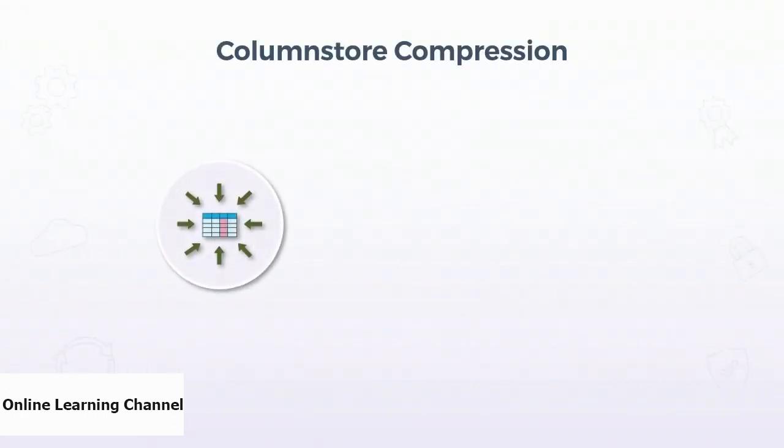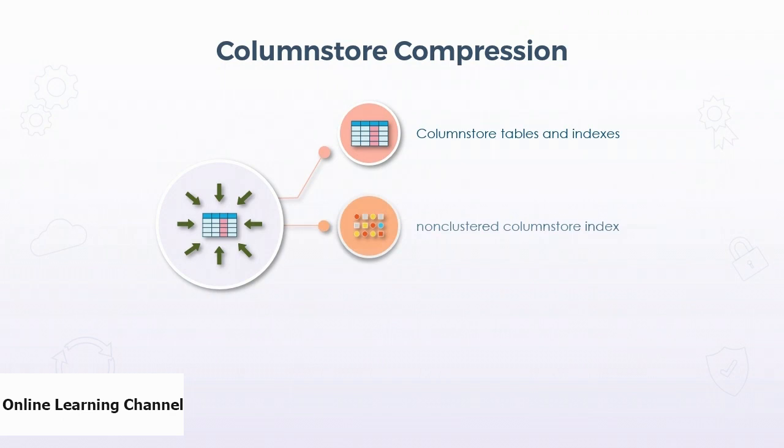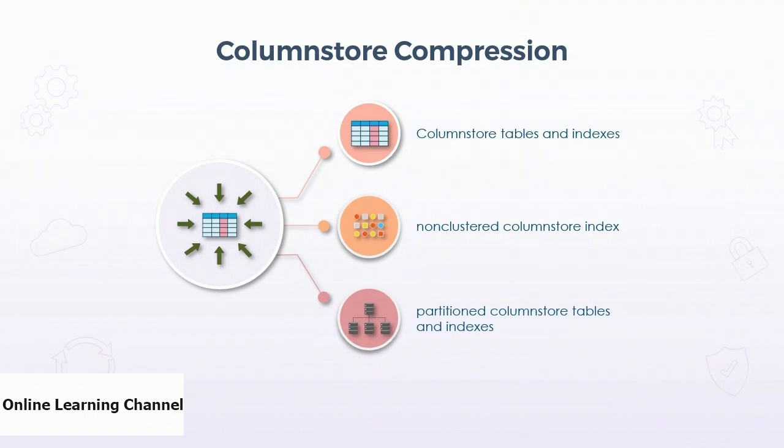Column store compression. Column store tables always use column store compression, and that can't be configured. Column store archival compression can be used with the following objects: a whole column store table or a whole clustered column store index. We can also use a non-clustered column store index, and partitioned column store tables and column store indexes as well can also be compressed.